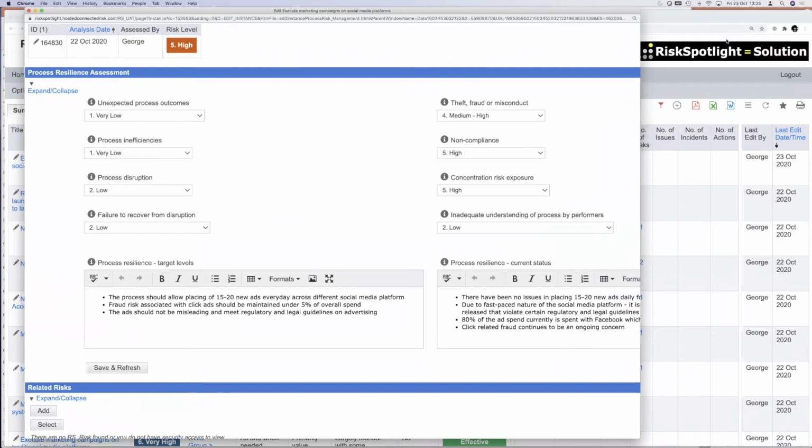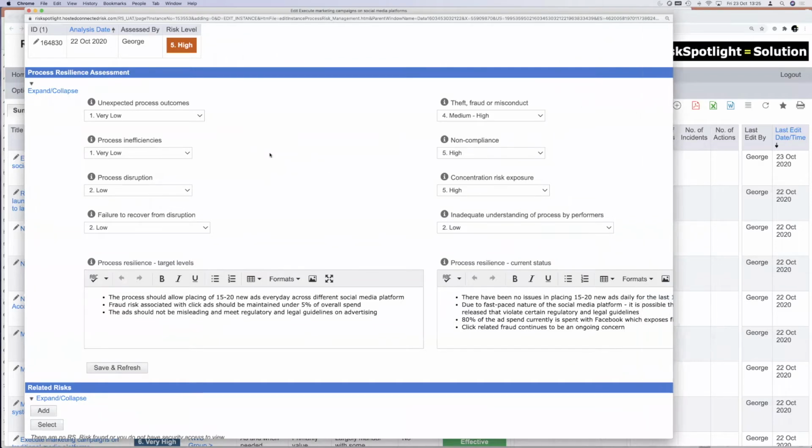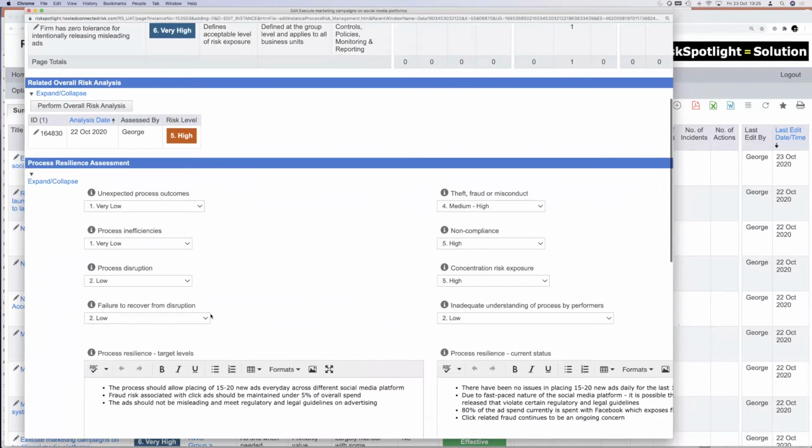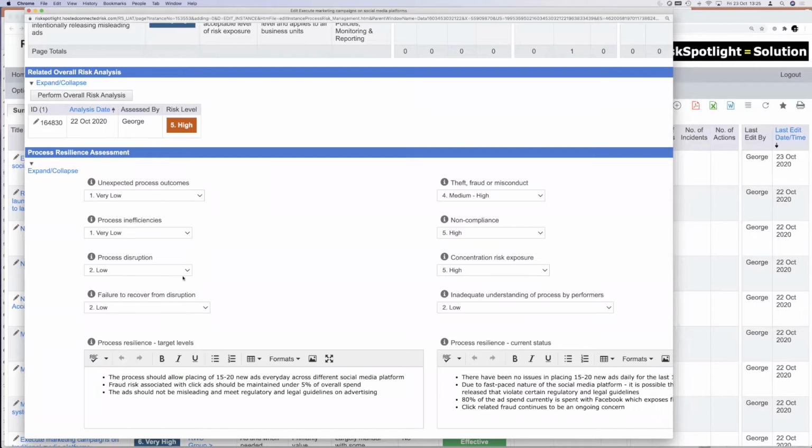Susie is asking, is this the RCSA process? Absolutely not. This is not the RCSA process. This is just me managing this process. I'm responsible for executing this process every day. So as part of that process, I am also now thinking about the risks, because I want to make sure that my process continues to be operational and functional.